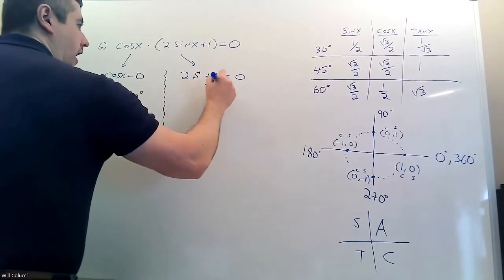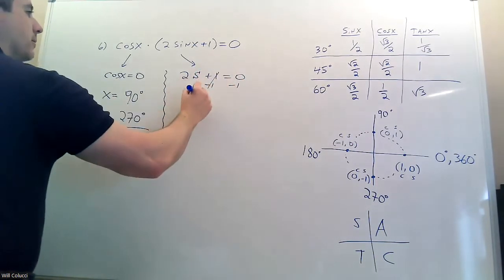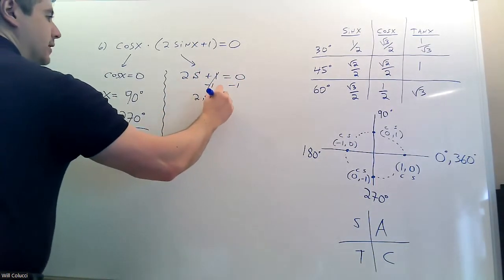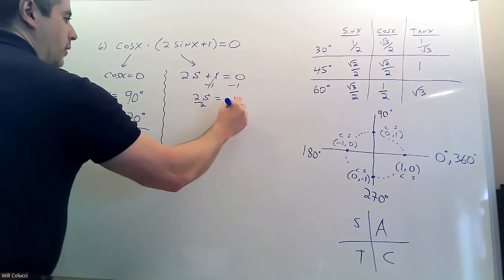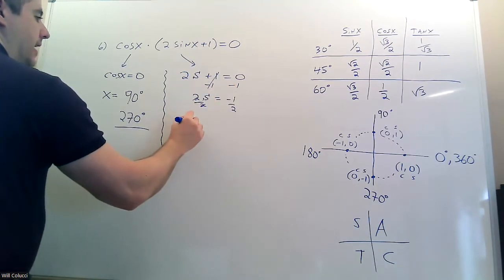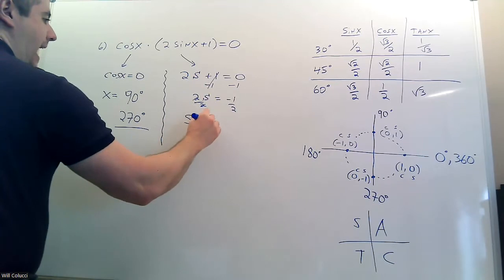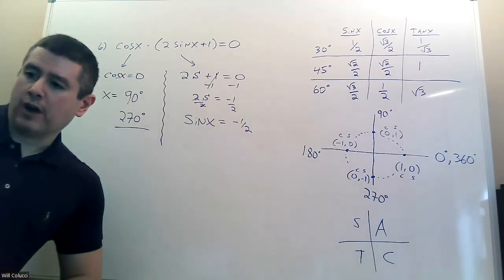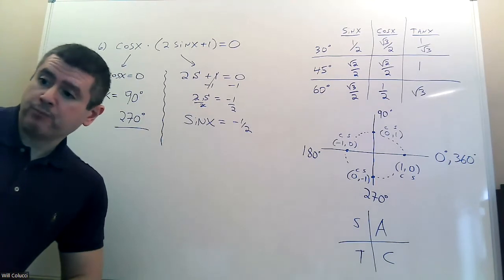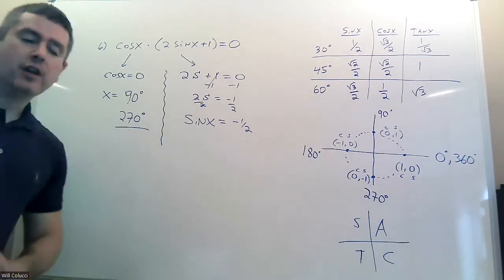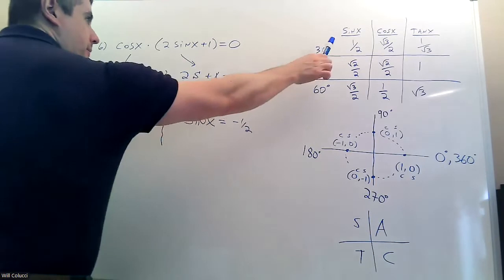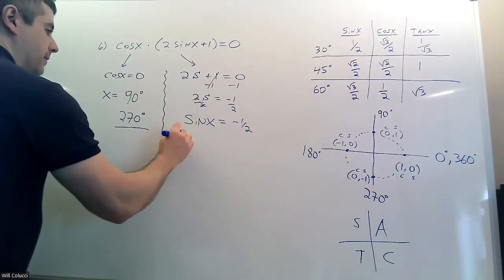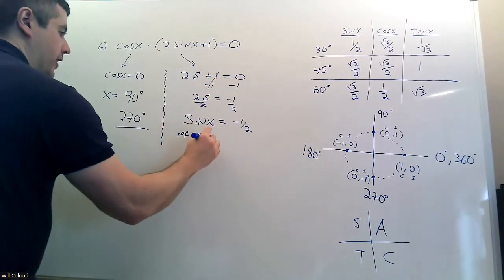So this one you got to solve, right? Subtract 1 from both sides. You get 2s equals -1. Divide away the 2. Remember, take the s and replace it with sine x equals -1/2. All right, so this is very similar to number 1, except we had positive 1/2. So I know for 1/2, I get 30. So my reference is 30.